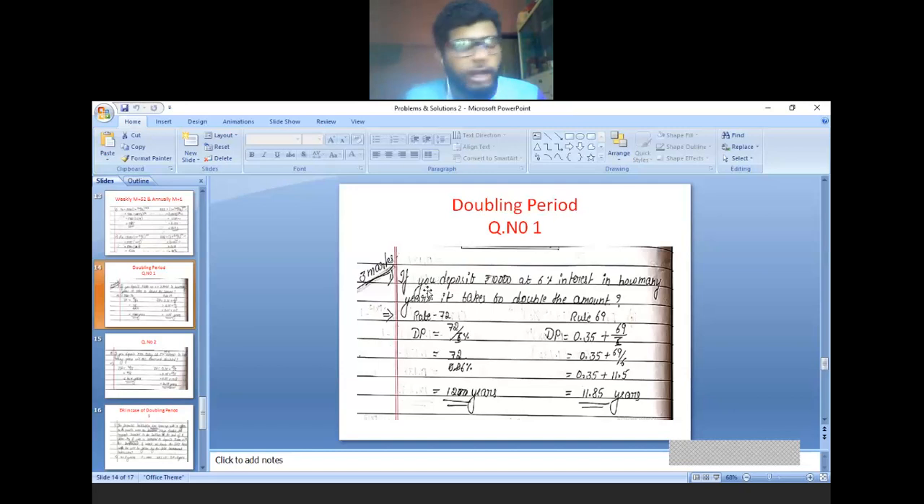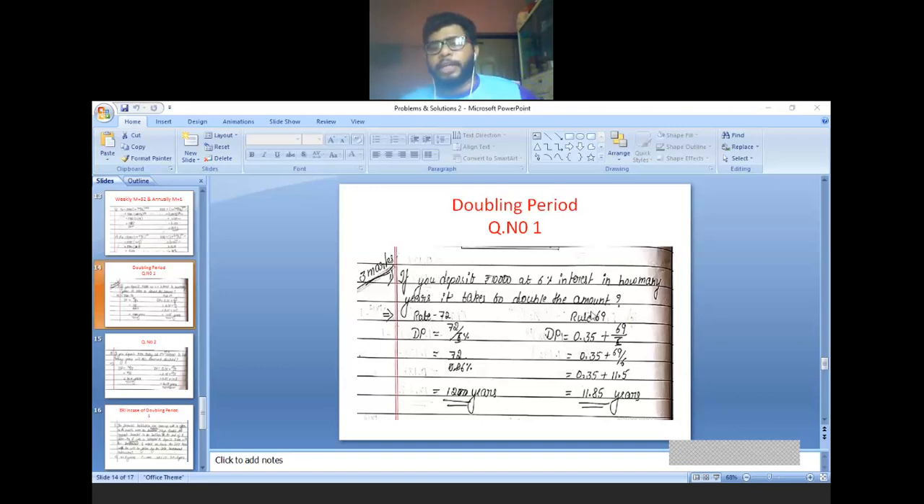So, question: if you deposit 10,000 at 6% interest, in how many years does it double your amount? So the meaning is, if you are investing 10,000 at 6% interest, exactly how many years does it require to double your amount? See, it is the case of doubling period. How do you understand it is a case of doubling period? Because in the question it is given how many years it takes to double the amount. Therefore, it is regarding the doubling period.